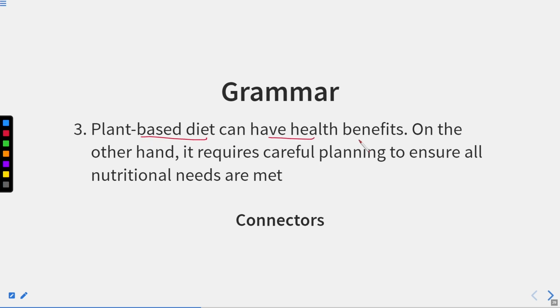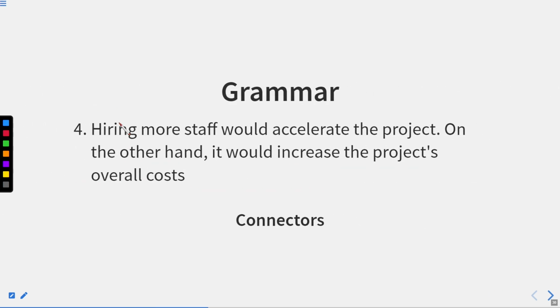Plant-based diet can have health benefits. On the other hand, it requires careful planning to ensure all nutritional needs are met. Hiring more staff would accelerate the project. On the other hand, it would increase the project's overall costs.